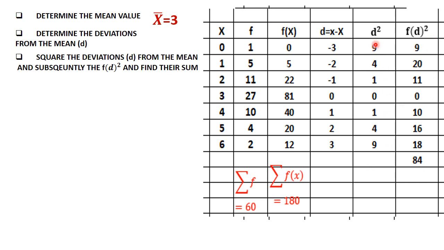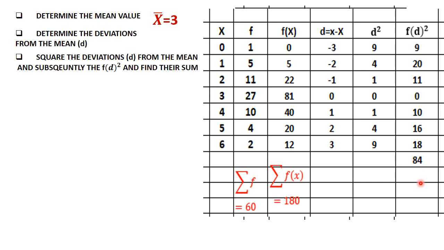And the 9 will be multiplied by the frequency of that particular class. So I'll have 1 times 9, which is 9. I'll have 5 times 4, which is 20, 11 times 1, which is 11, 27 times 0, which is 0, 10 times 1, which is 10, and 4 times 4, which is 16, and 2 times 9, which is 18. As I said here, find the sum. Sum of what? F of d squared. So add this on here. My answer was 84.